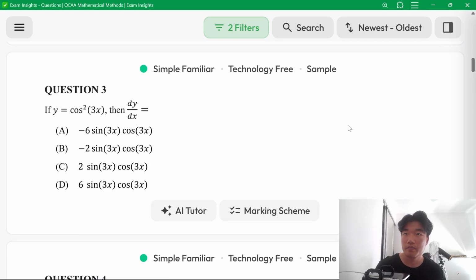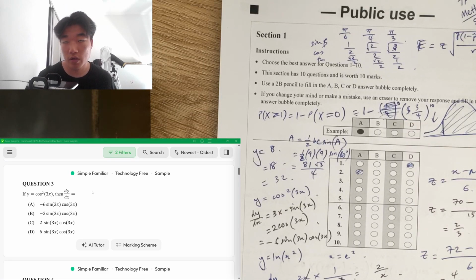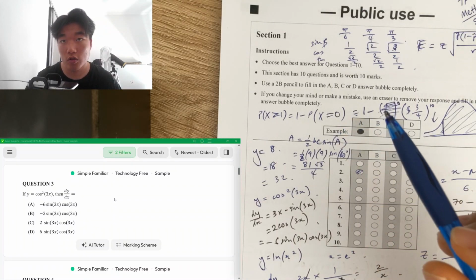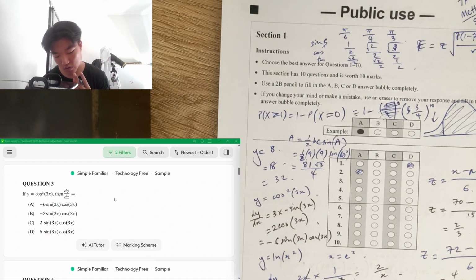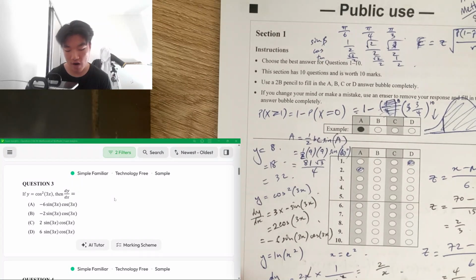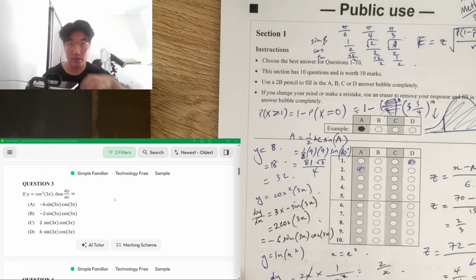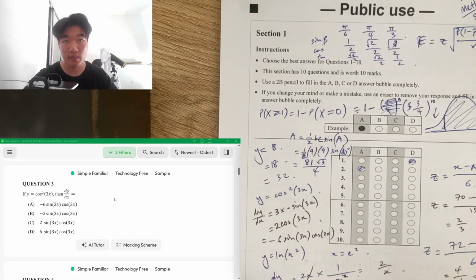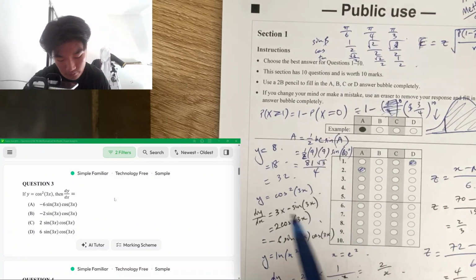Here we have another pretty quick question. So we're deriving cos of 3x, all squared. The entire thing is squared. So we're going to derive the cosine part, we're also going to derive 3x, and we're going to derive the entire square part. Okay, so we're applying the chain rule twice.